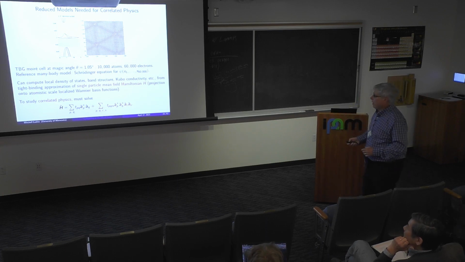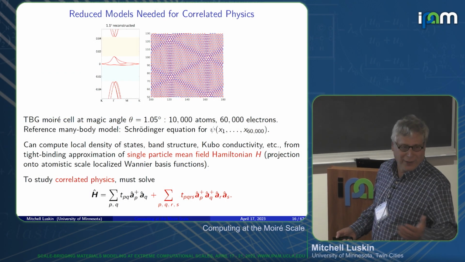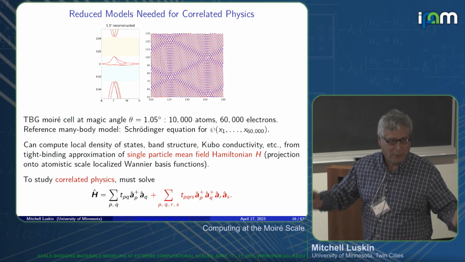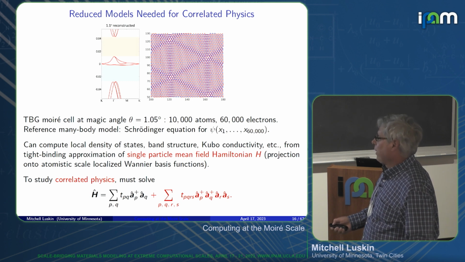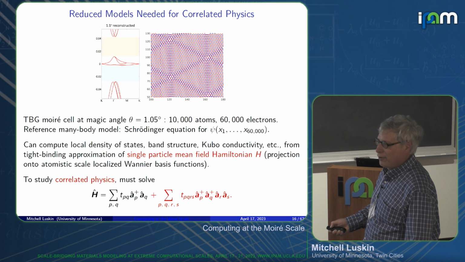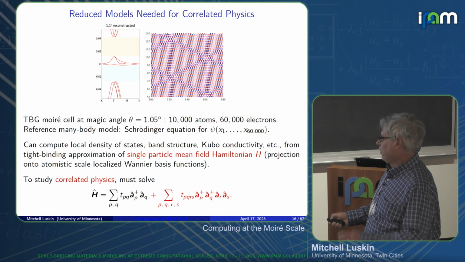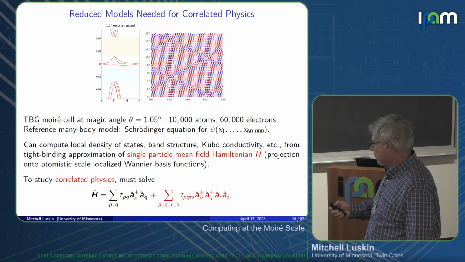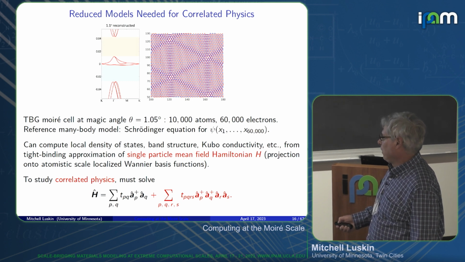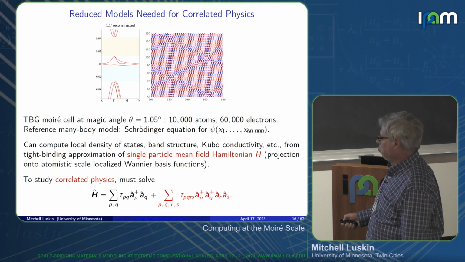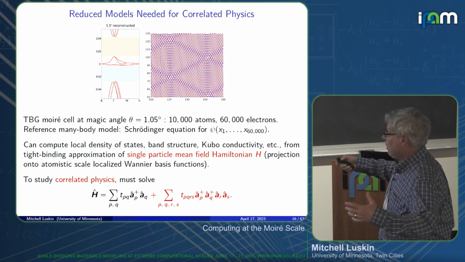What that means is you have to really start studying correlated models, by some modeling or computation. Everybody in this field writes things in what's called second quantization form. This is our single particle model, and this just takes into account electron-electron correlations. The idea is you want to parameterize it, but you get a gigantic problem.